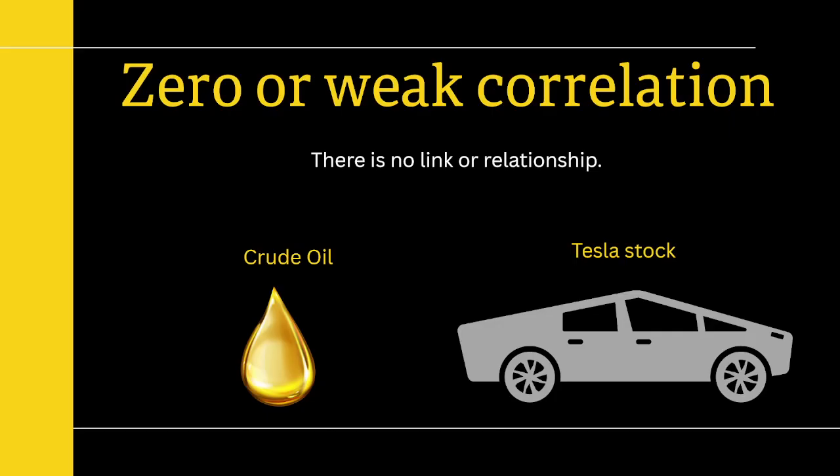Let's start with the first type of relation, which is zero or weak correlation. What does that mean? That means there is no link or relationship between two financial assets or markets. For example, crude oil and the Tesla stock market. These two financial markets have no relation to one another, and whatever happens on crude oil does not determine anything about Tesla. They do not move oppositely and they do not move similarly.